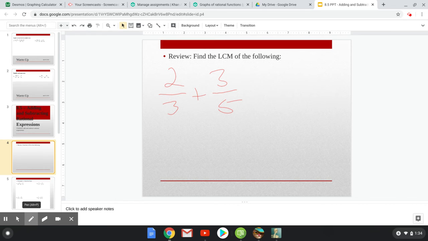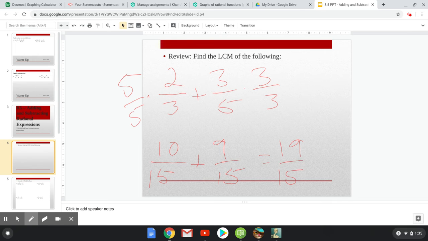So we have to figure out what is the smallest number that has both of these numbers as factors, basically. So in this case, the smallest number would be 15. So you just have to multiply this side by 3 over 3 and this side by 5 over 5. And you get the new denominators to be 15. So you get 10 over 15 plus 9 over 15, which is equal to 19 over 15.